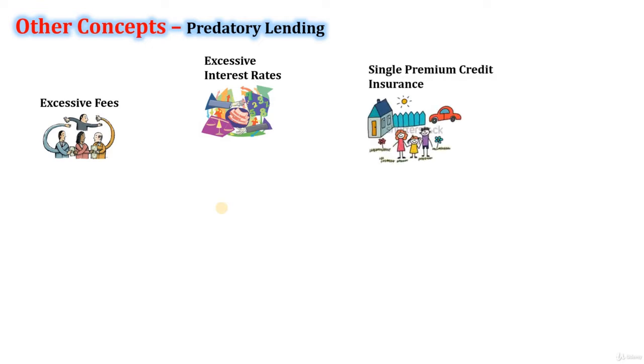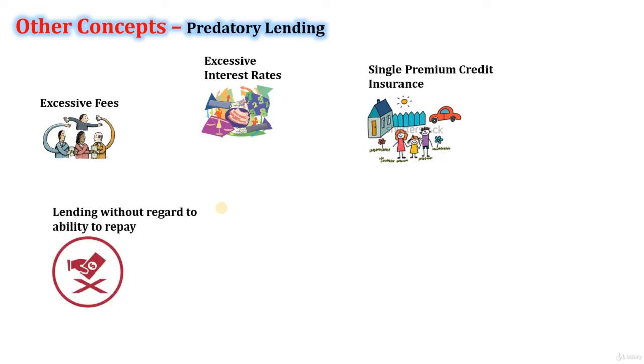Next one is single premium credit insurance. Credit insurance is a loan product that repays the lender should the borrower die or become disabled. In the case of single premium credit insurance, the full premium is paid all at once by being added to the amount financed in the loan, rather than on a monthly basis. Because adding the full premium to the amount of the loan unnecessarily raises the amount of interest borrowers pay, single premium credit insurance is generally considered inherently abusive.